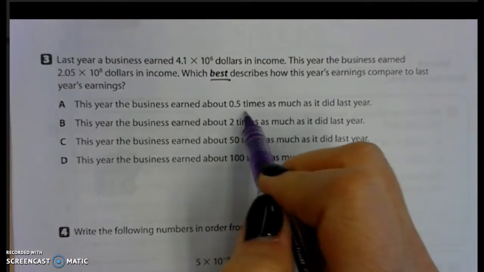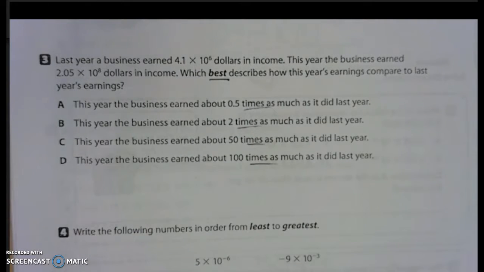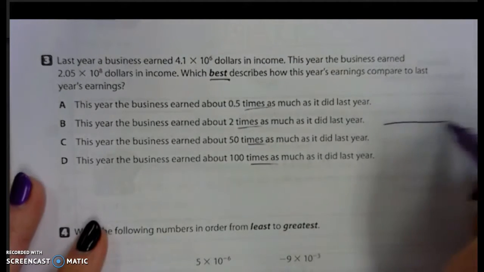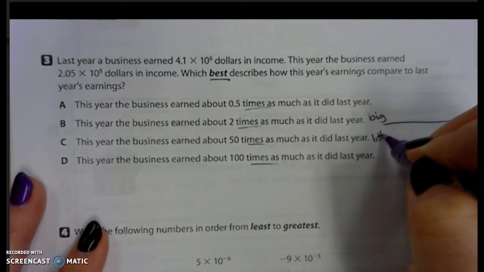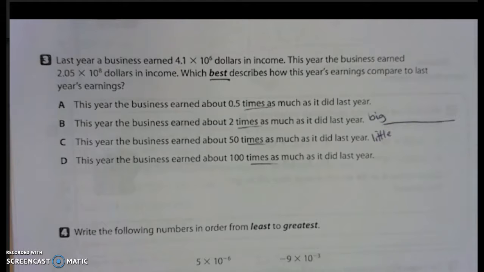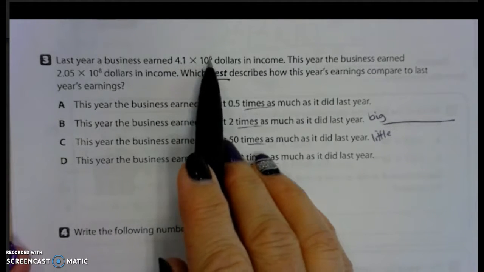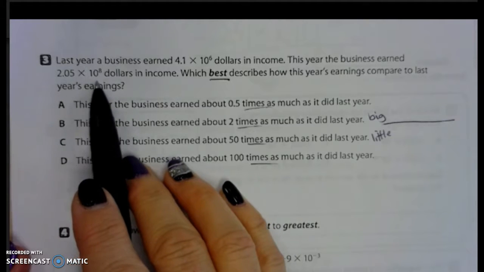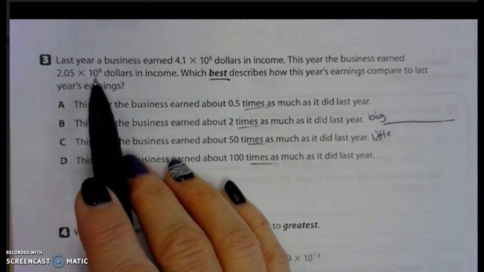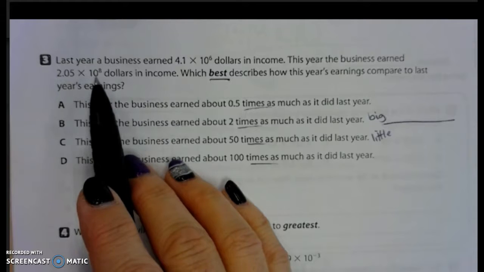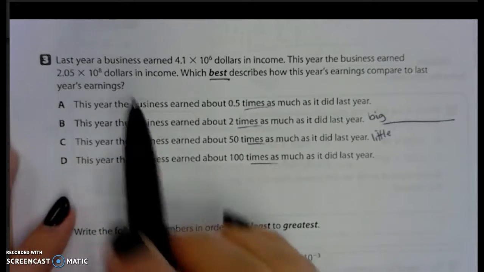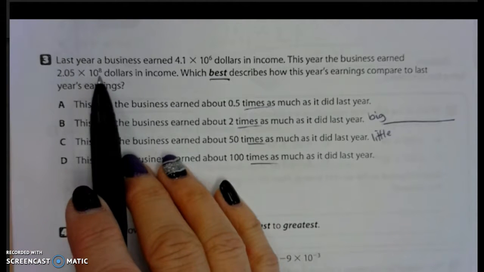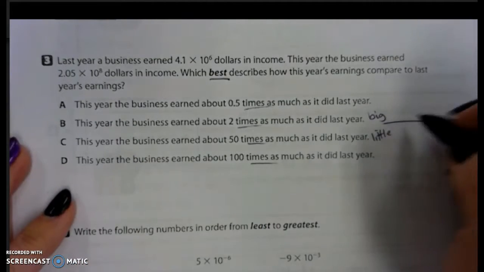You can see that all of these say times as much, which means we're going to be dividing. Now remember, when we want to know times as much, we're going to divide the big number by the little number. We're going to have to decide which number is the bigger number. 4.1 times 10 to the 6th versus 2.05 times 10 to the 8th. When scientific notation is correct, you can compare your base 10s, and the larger base 10 is your largest number. 10 to the 8th is 2 place values larger than 10 to the 6th, so we're going to put it on top.